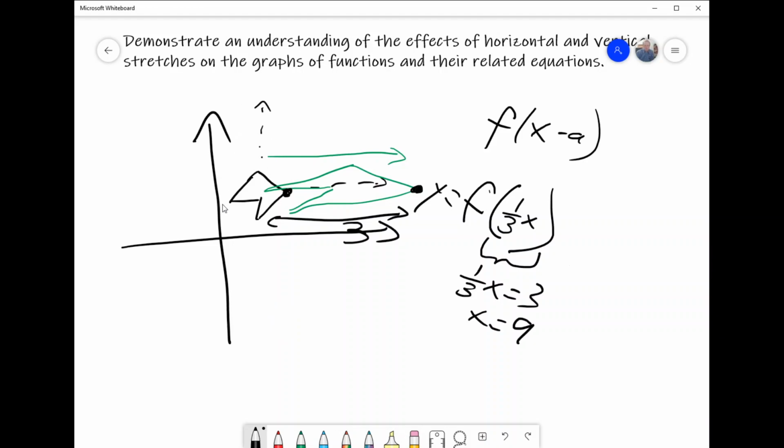Similarly, if we want to stretch in the y direction, if we want to stretch up and down, we'd have a 1/b if we're stretching by a factor of b.